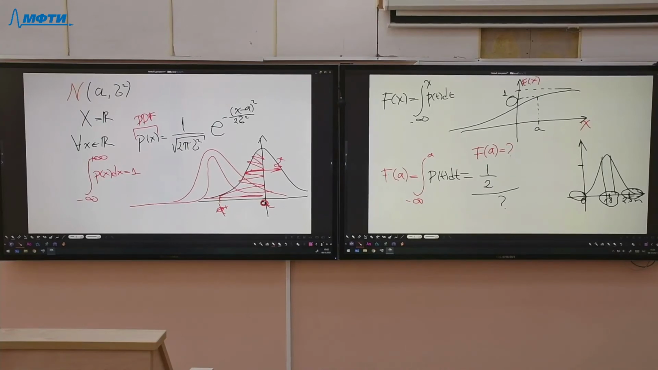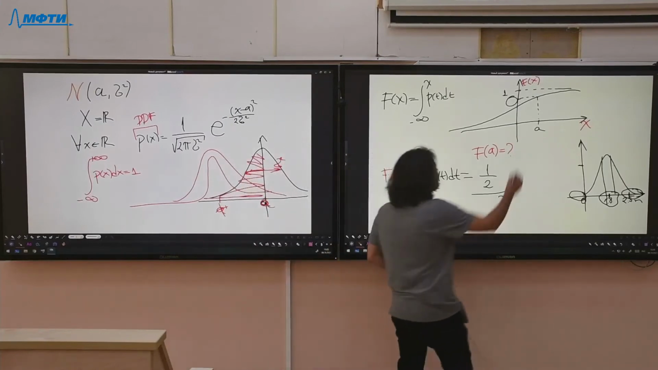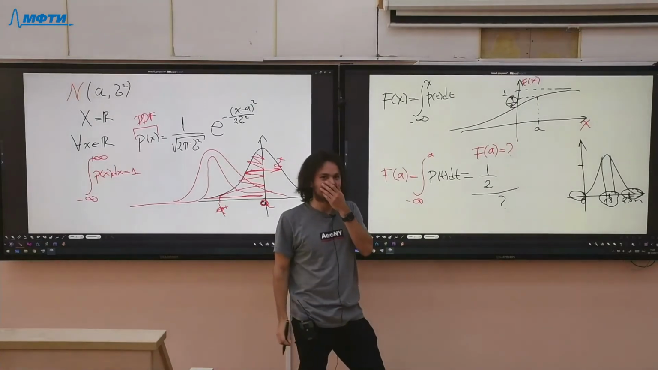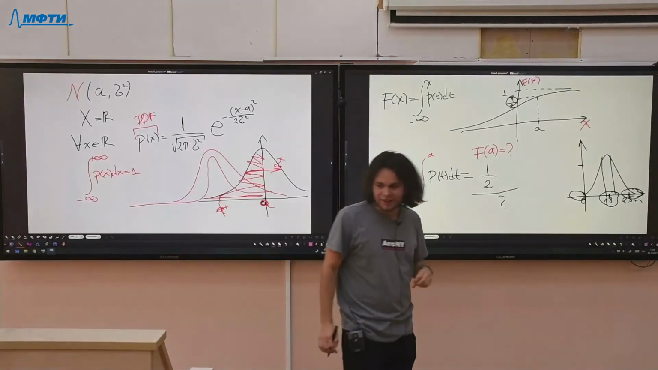Now, is this clear for everyone? Why this is 1 over 2? Yes? So here we have 1/2. Okay? Good. Great.